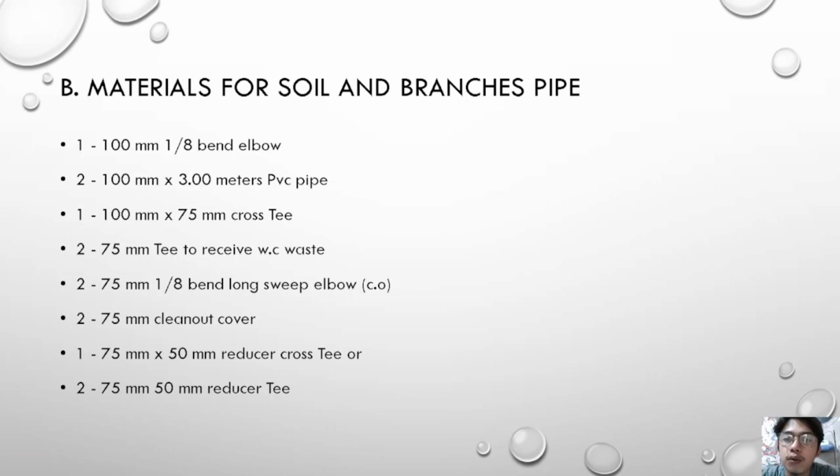So the materials include various sizes of PVC pipes and bends, elbows, as well as tees and cleanout covers. These parts are used to create the necessary connections and angles in the plumbing system, ensuring that waste and wastewater flow smoothly and efficiently out of the building. The cross tee and reducer tee are used to connect the various pipes of different sizes in the system. So overall, these materials are crucial in creating a proper and functioning plumbing system for a building's toilet and bath.